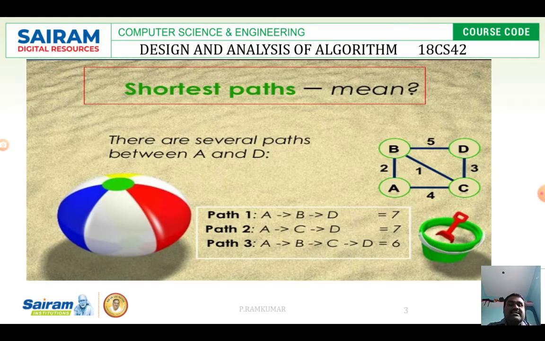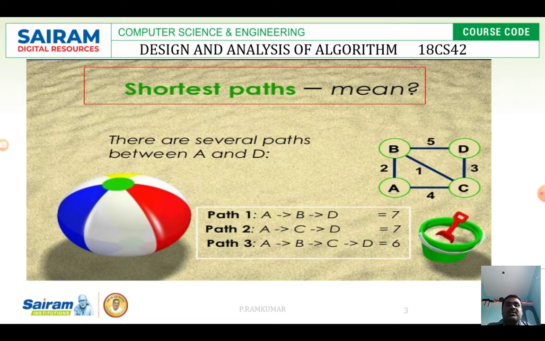So consider this example: A, B, C, D. There are four vertices available. There is a path from A to C. How can I go here? First, I can move from A to B, then from B to D I can reach, or otherwise from A to B I will go, then B to C, then again C to A I can go. Otherwise I will go A to C, then C to D. Then I may have a path to A, B, C, D. So there are different routes available.